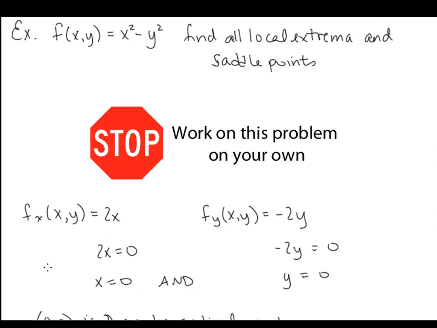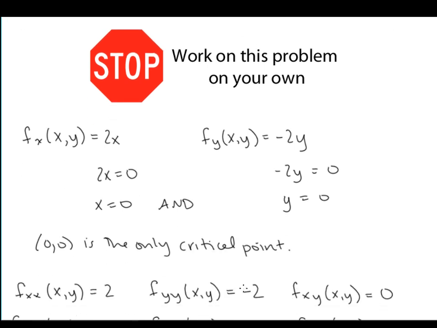We start by finding our critical points, which means we want to take our first partials and set them equal to 0. So for the x partial we have 2x, for the y partial we have negative 2y, and we set these equal to 0. Remember we need them both 0 at the same time. So we need here x equals 0 and y equals 0. So again, (0, 0) is the only critical point.